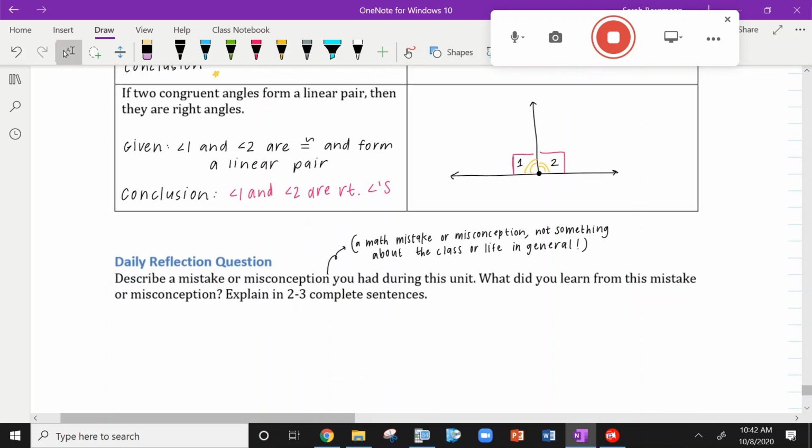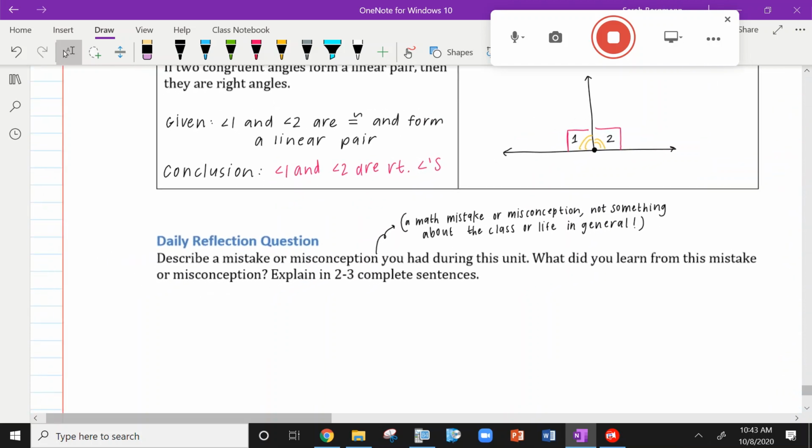Finally, for the reflection question today, please describe a mistake or a misconception that you had during this unit. What did you learn from that mistake or misconception? Please explain your answer in 2 to 3 complete sentences. That's the end of this unit, Unit 1B, Chapter 2, all about reasoning and proof. If you have questions, please reach out.